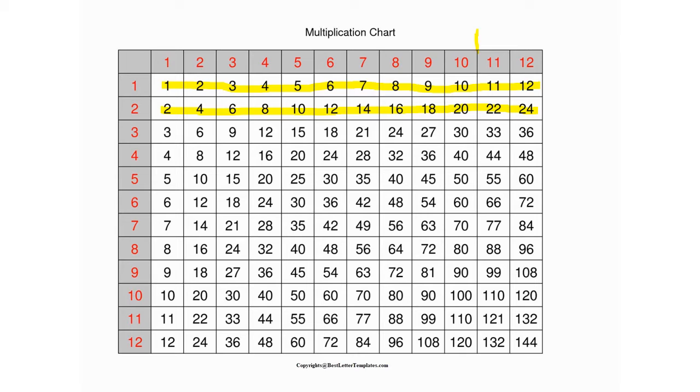We also talked about the 5s as an easy pattern. 5 times 1 is 5, 10, 15, 20, 25, 30, 35, 40, 45, 50, 55, 60 if we want to go up to the 12s. So we've got those down.